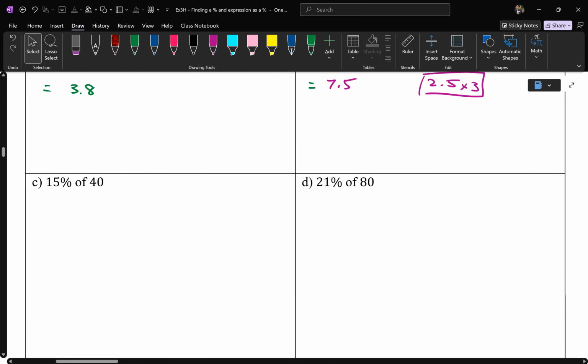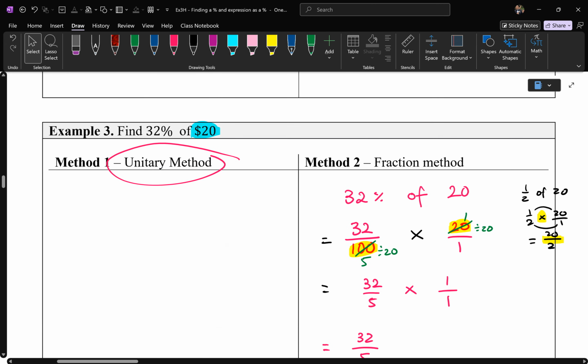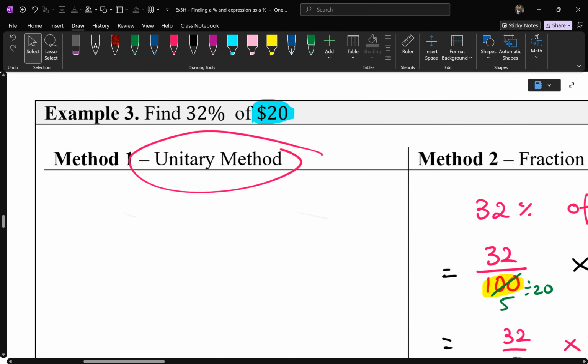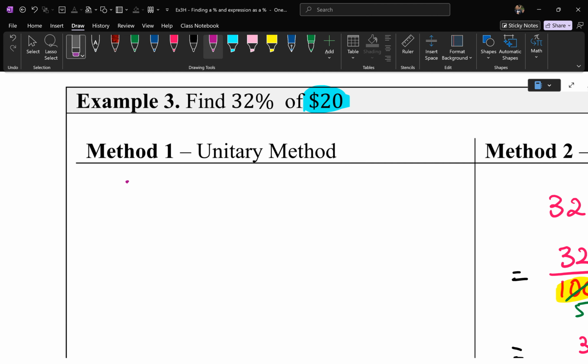I'll leave these two for you to try, but let's go back to this question here. Let's do example 3. I want you to find 32% of 20 using a unitary method here. How does it work? See, the 32%, you can make 3 of those 10%, and to get 2%, you only need 2 of those 1%. Let's work it out.